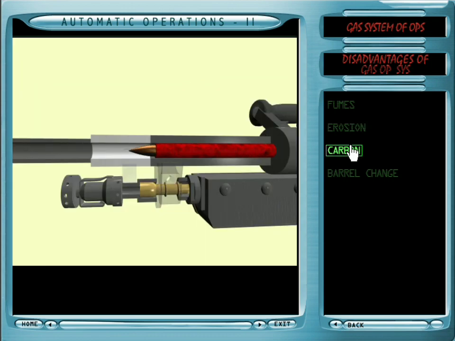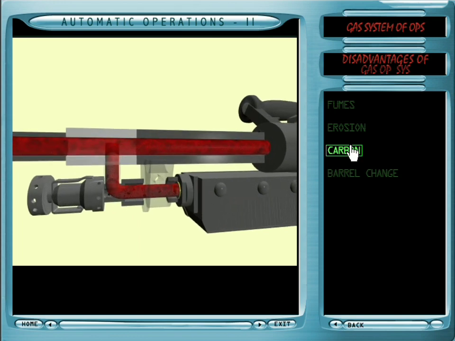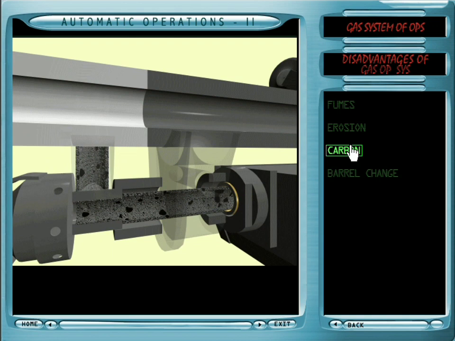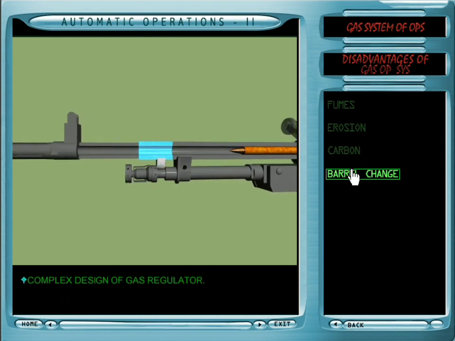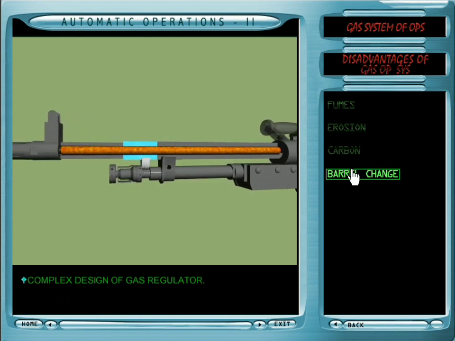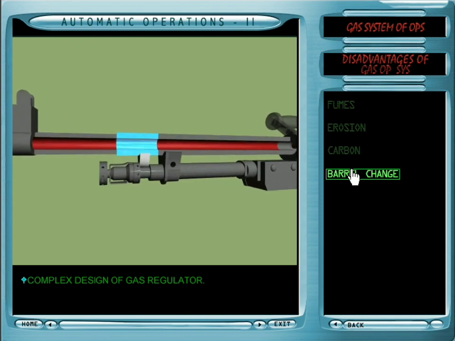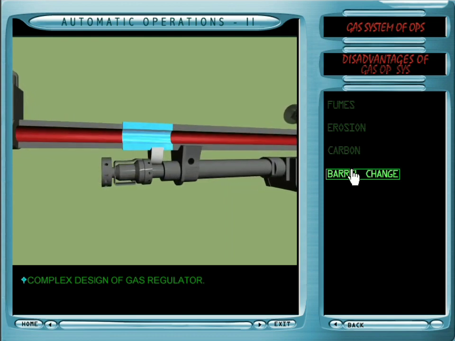Carbon particles. The sublimed carbon particles get deposited in the gas vent and the gas regulator. The weapon, if not cleaned regularly, tends to develop a large number of stoppages due to this gas fouling. Changing of barrel. Due to the complex design of the gas vent and the gas regulator, the changing of the barrel in gas operated weapons is relatively difficult as compared to the blowback or the recoil operated weapons.